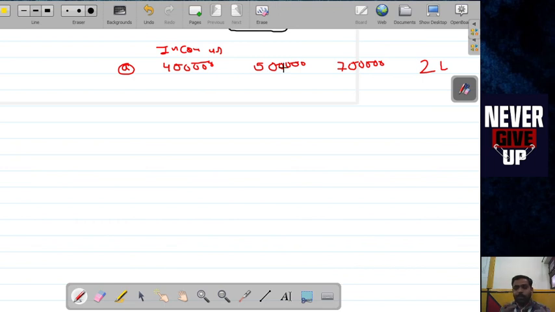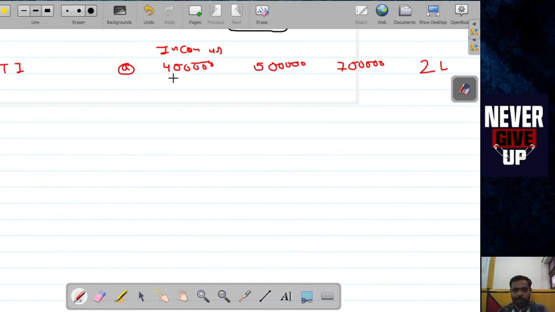Let's calculate the tax on it. These are NTI, net total income. You have to tell me how much rebate will be allowed in each case. The first case is 4 lakh. Let's calculate the tax on it.